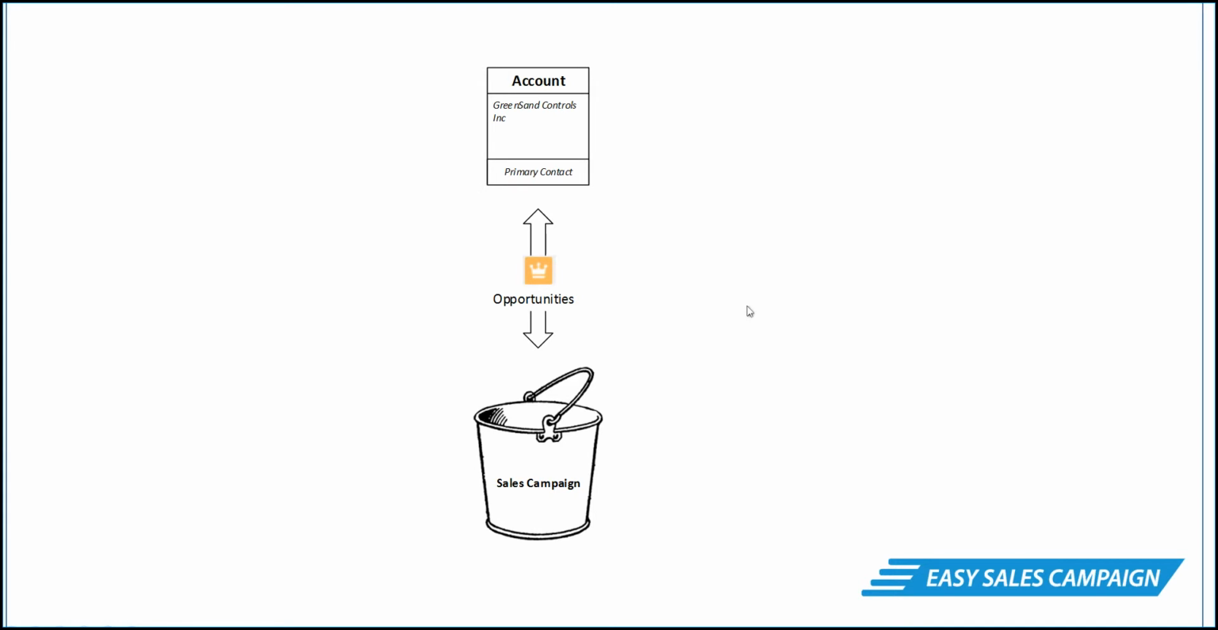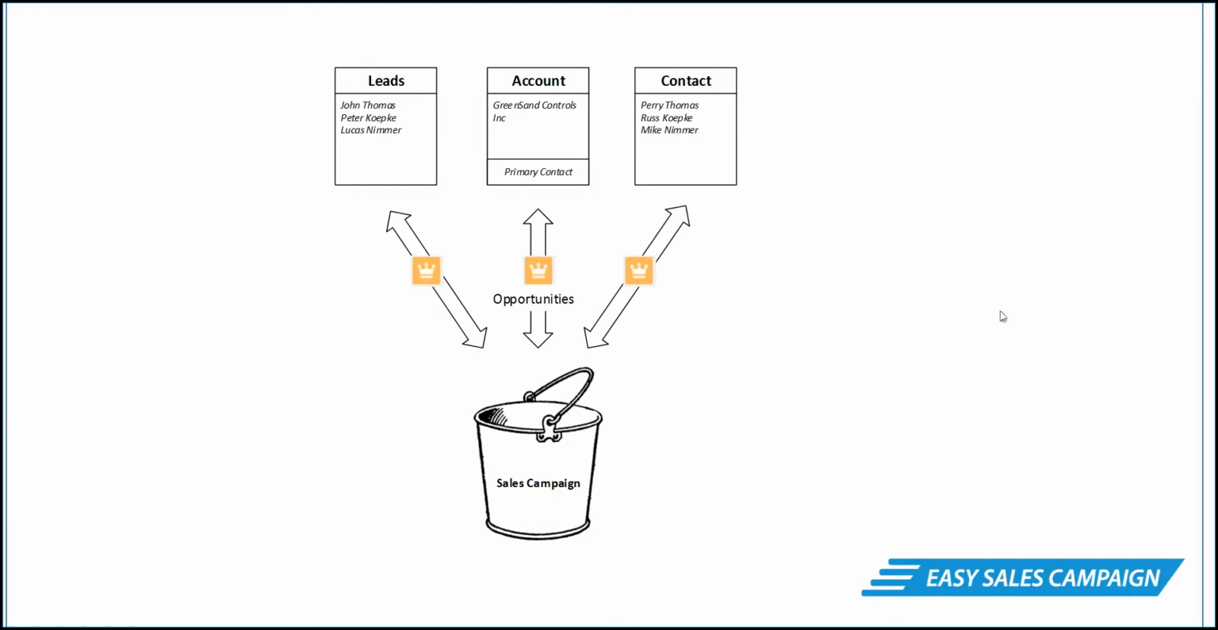You can add and remove accounts. You can add and remove contacts. You can add and remove leads. And you can add and remove opportunities to segment on buying history. Let's see how it works.